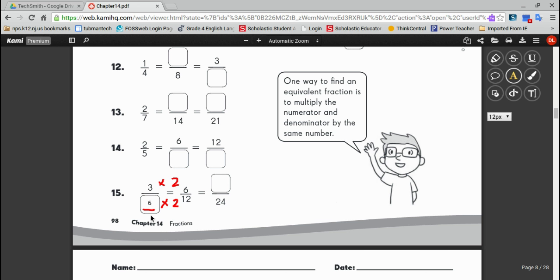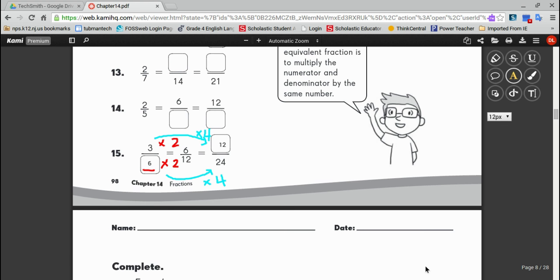So here, I have to figure out how to get from 6 to now 24. So 6, now I want to go all the way to 24. 6 times, well, that would be times 4. 6 times 4 gives me 24. So now I need to also multiply the top by 4. So 3 times 4, let's think that through. 3, 6, 9, 12. So 3 times 4 is 12. So 3/6 is equivalent to 6/12 is equivalent to 12/24. Alright, and that's page 98.